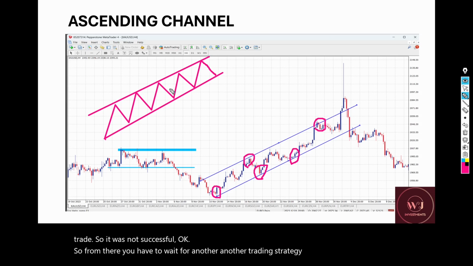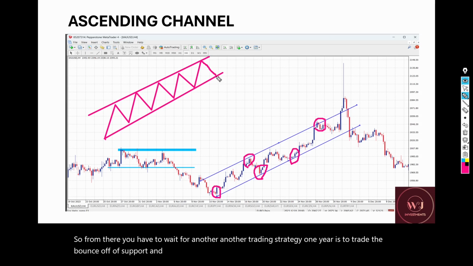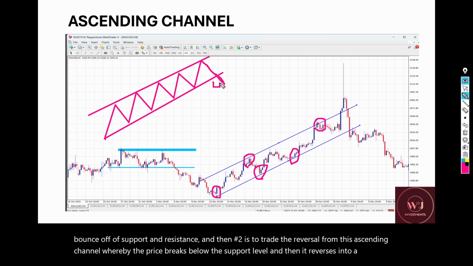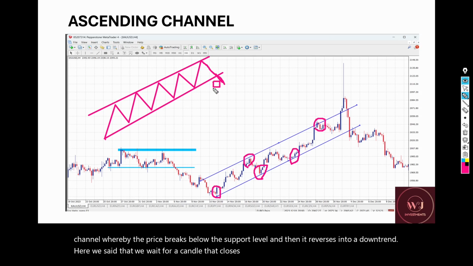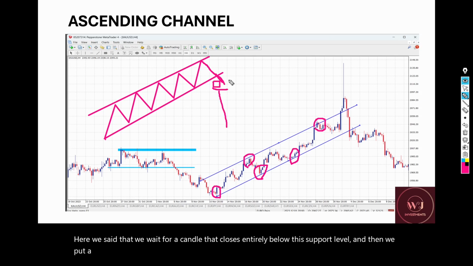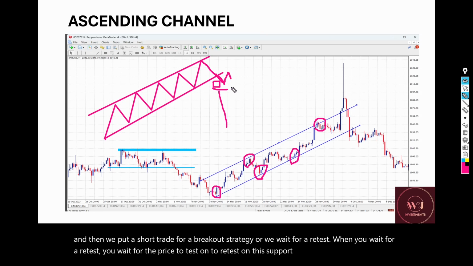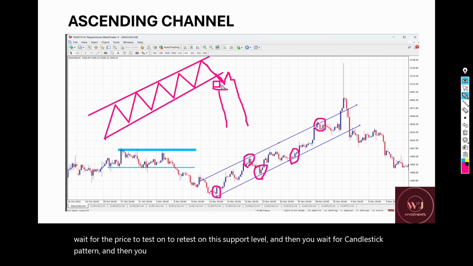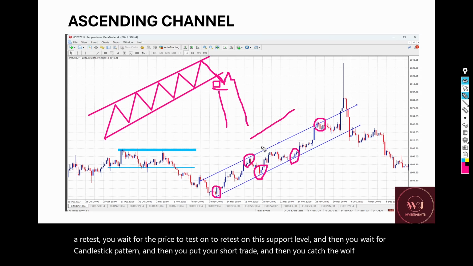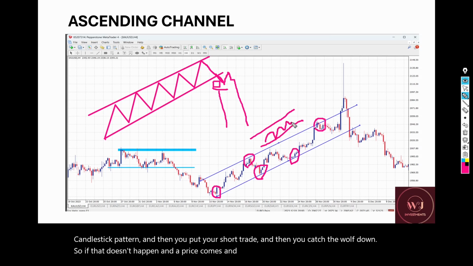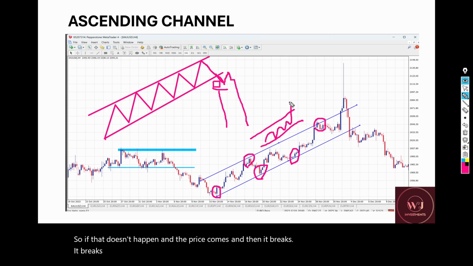One here is to trade the bounce off of support and resistance, and then number two is to trade the reversal from this ascending channel, whereby the price breaks below this support level and then it reverses into a downtrend. Here we said that we wait for a candle that closes entirely below this support level, and then we put a short trade for a breakout strategy, or we wait for a retest. When you wait for a retest, you wait for the price to retest this support level, and then you wait for a candlestick pattern, and then you put your short trade, and then you catch the wave down. So if that doesn't happen and the price breaks above this resistance, we put our buy stop order and we catch a continuation trade.